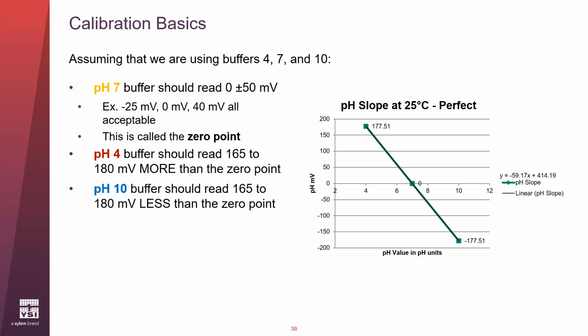So let's assume we're using buffers 4, 7, and 10. It's the same information here, but I've put it on a chart so we can visualize it. Note that a change of 3 pH units leads to a millivolt difference of that 177.51, which is within our acceptable range. We're about to go through a simulated calibration where we can populate the points one by one and see how an instrument would interpret those calibration points.